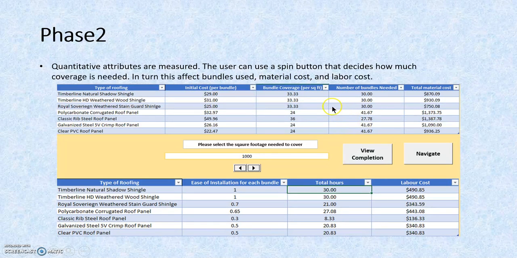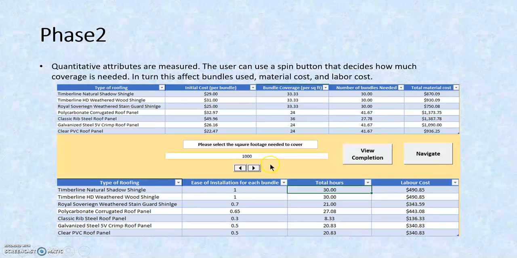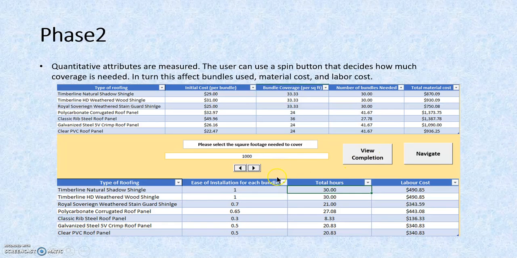So in the upper chart, you see the initial cost of each type of roofing and the bundle coverage of each per square foot. Once you change the square footage needed to cover with the spin button, in the demonstration you'll see that the number of bundles needed and the total material cost will vary depending on how much you need. Then you click on view completion, and it'll show you the lower table of each installation bundle, where you can create your own. The user can put in their own amount of hours it takes to install each bundle, and then it'll tell you the total amount of hours it will take and the labor costs for that.